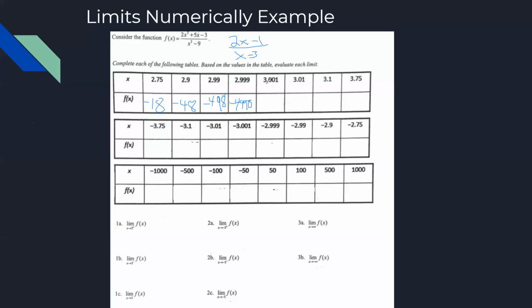Now we're going to try 3.001. So it's only 2 thousandths different from 2.999, so we'll use that. 2 times 3.001 minus 1 is equal to 5.002. 3.001 minus 3 is equal to 0.001. So 5.002 divided by 0.001 is equal to 5,002.